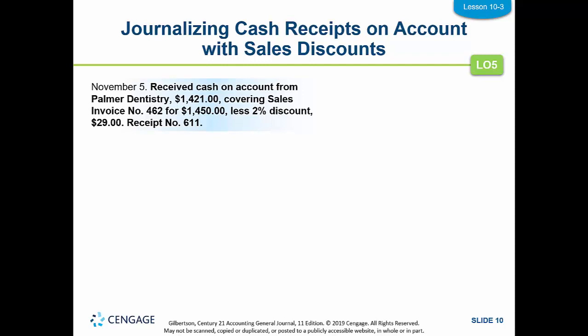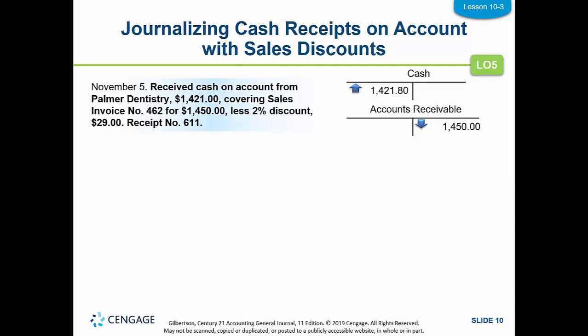Lots of numbers, you're going to use them all. This very first number, $1,421, is the total amount of cash that we're getting from Palmer. That has to go in your cash column. The original amount of the invoice was $1,450. That's got to go under accounts receivable. That 2% off, or $29, is going to go under our sales discount column.